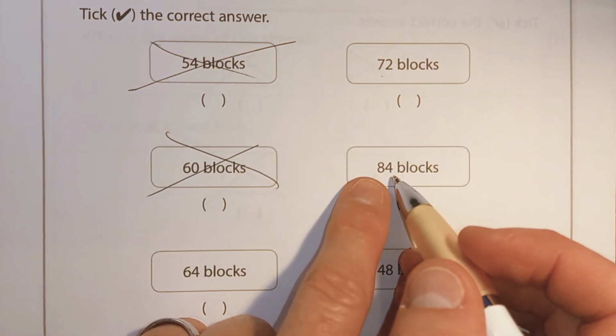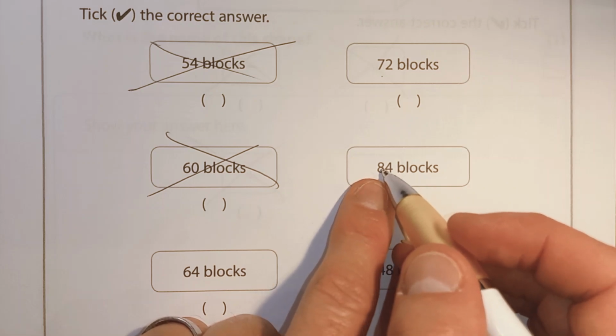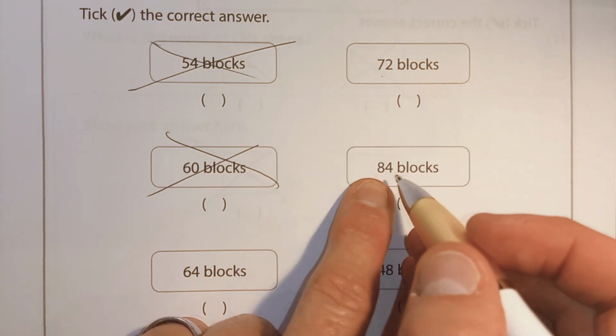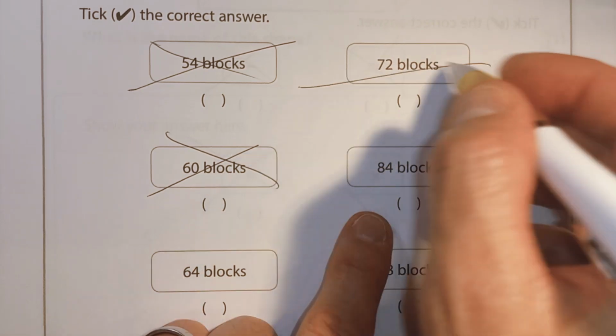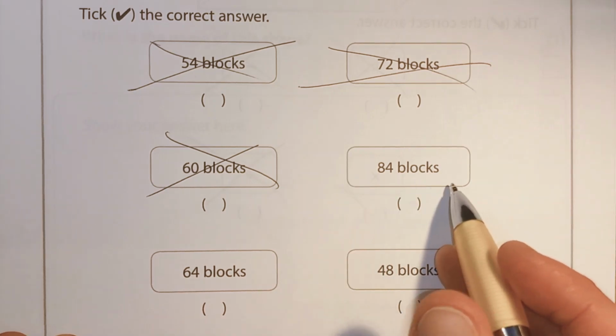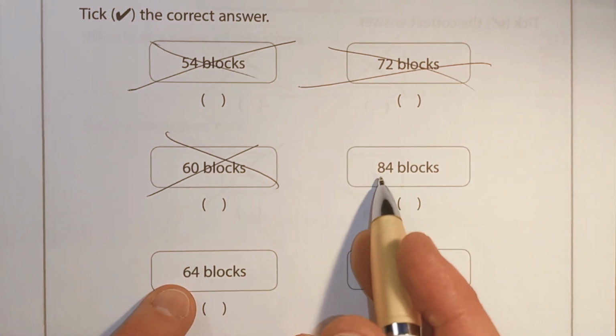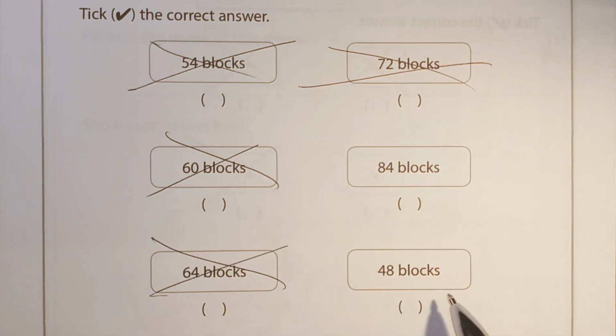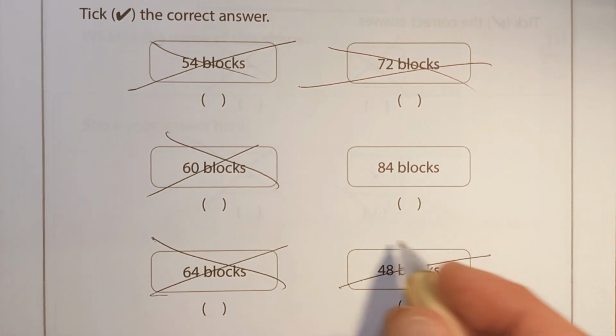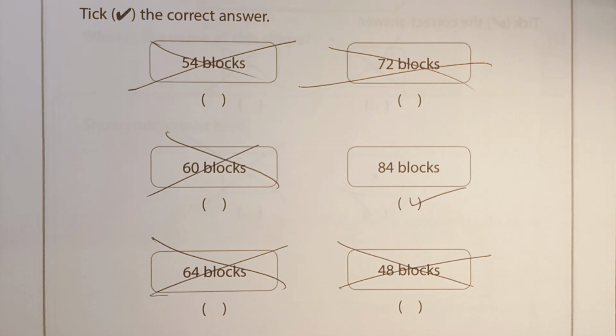What about 84? 80 is bigger than 70. So 84 blocks is the biggest so far. 64, no, 64 is less than 84. And 48 is less than 84. So it must be that one.